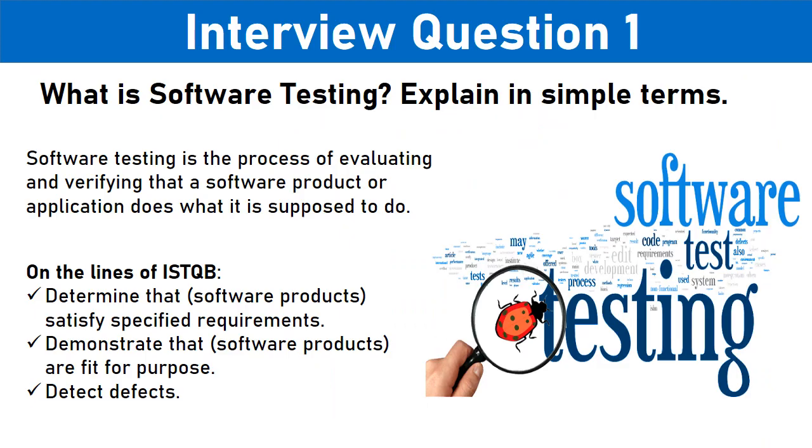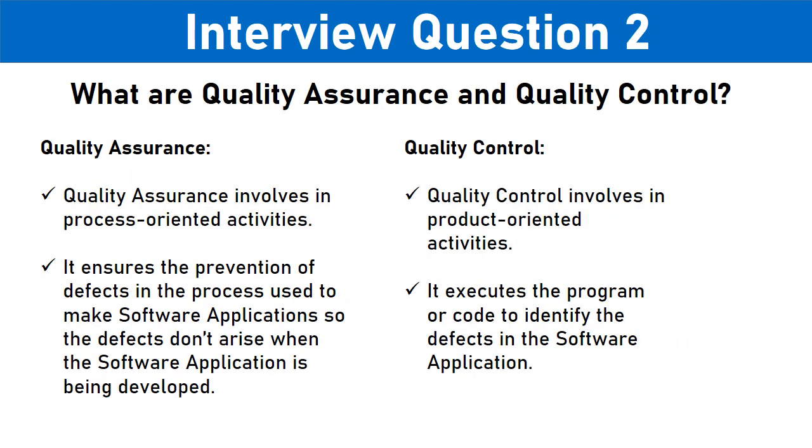So friends, the most basic question which every tester should know in a proper way is, what is software testing? Software testing is the process of evaluating and verifying that a software product or application does what it is supposed to do. ISTQB defines testing as a process that determines software products satisfy specified requirements. Also, testing demonstrates that software is fit for purpose. And it detects defects.